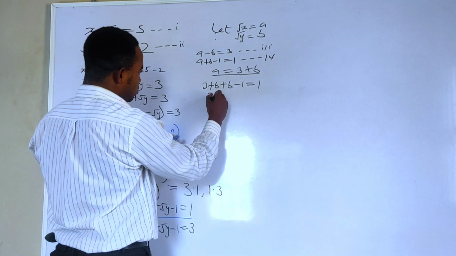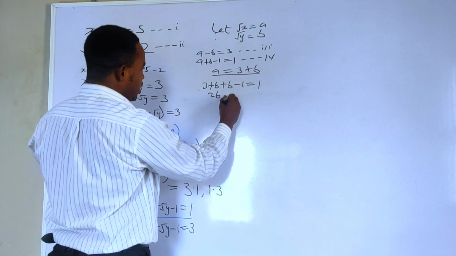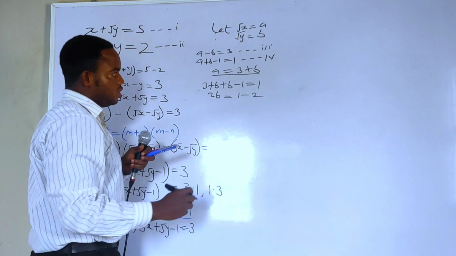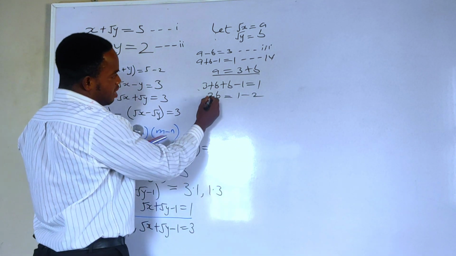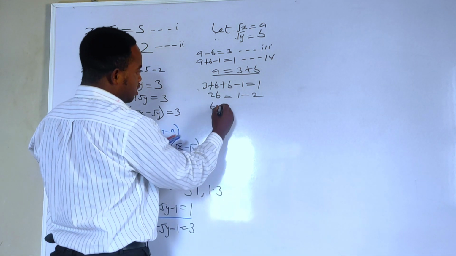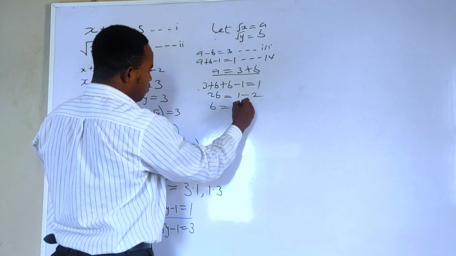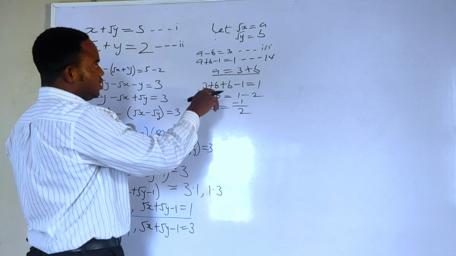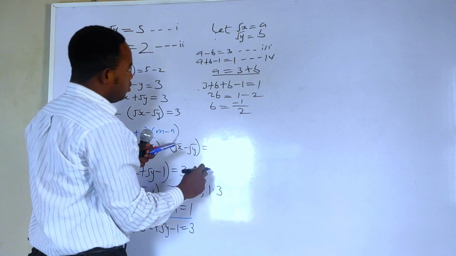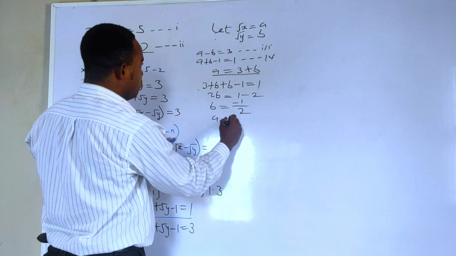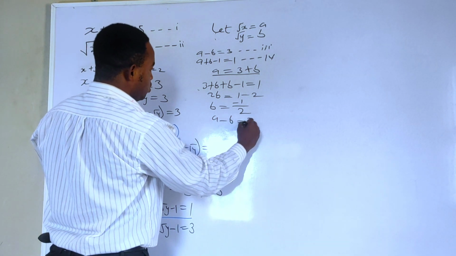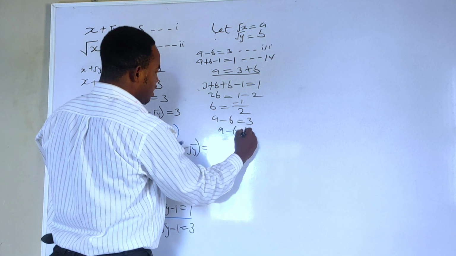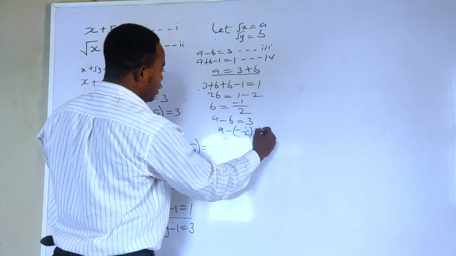This is 2 and this is 2b. So I'm bringing the 2 here. That's equal to 1 minus 2. Next, I need to divide both sides of this by 2, and b is equal to negative 1 divided by 2. Well, let's go on and put that in the first equation. So we have a minus b is equal to 3. So that would be a minus 1 divided by 2 is equal to 3.